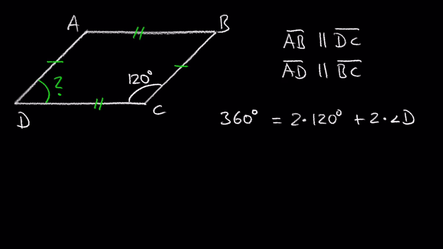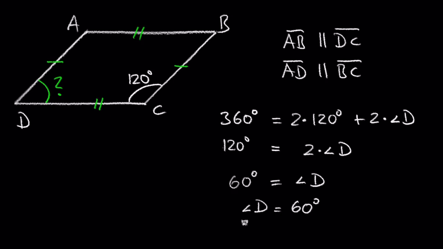After subtracting 2 times 120 degrees, which is 240 degrees, from 360 degrees, we get 120 degrees. And after dividing 120 degrees by 2, we get angle D equals 60 degrees. And we are done with this problem.